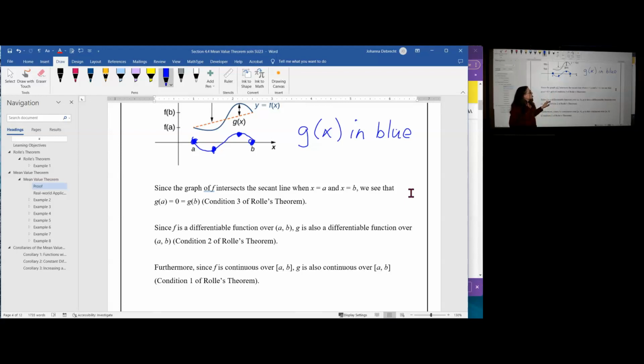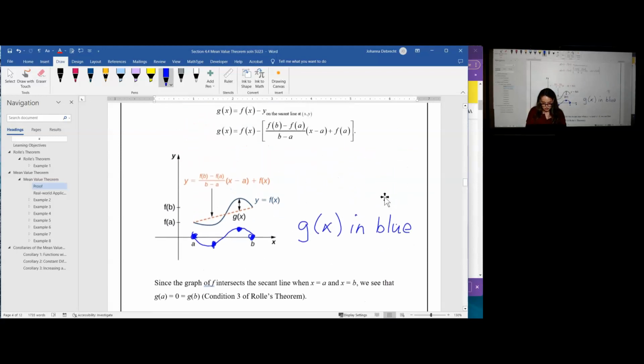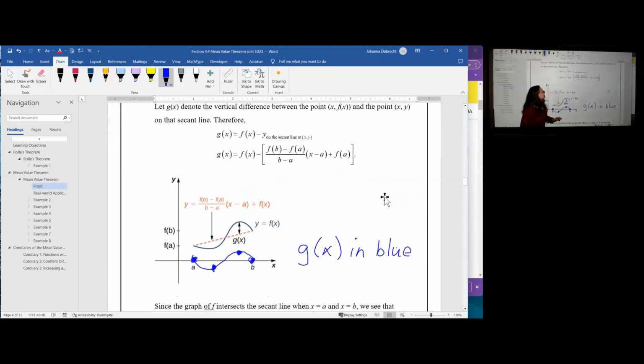We know that our function f is differentiable over the open interval from a to b. If we look back at our definition for g of x, if this is a differentiable function, we know that the difference quotient is simply a constant number. And we know x minus a is differentiable, and f of a is also a constant number, which means we have the difference of two differentiable functions. So g must also be differentiable.